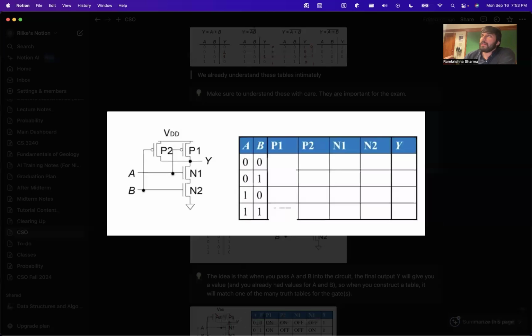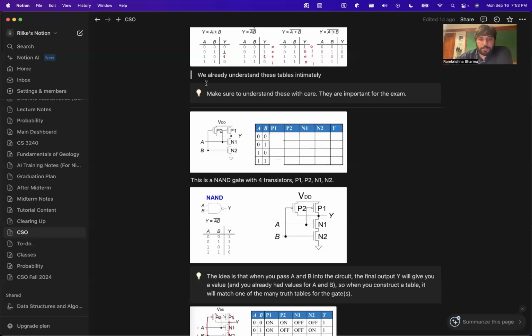In other words, the output is being pushed to a higher voltage. In other words, the value for Y is 1. And you can kind of do this for each particular case. I'll save us the trouble.